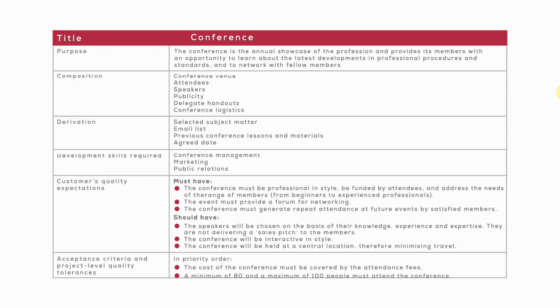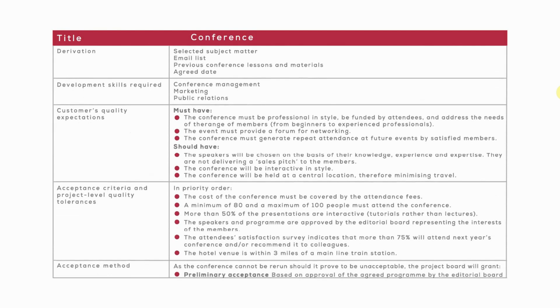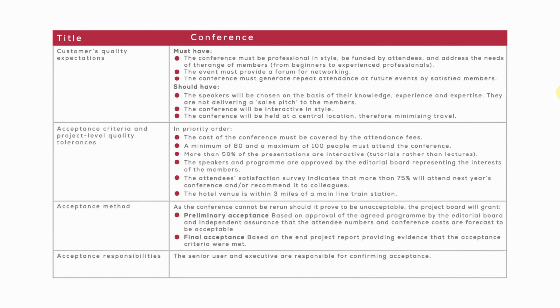The derivation items, this is the information that the project's product is derived from. So the selected subject matter, the agreed date, the email list, and so on. These are the inputs, if you want. We've got development skills required. That'll be our marketing people, conference arrangers, and so on and so on. Let's have a look, though, at the important stuff here. This is the customer's quality expectations. So you'll see they prioritized. They've used a Moscow prioritization technique. We've got the must-haves and the should-haves. So let's have a look at the customer's quality expectations here.